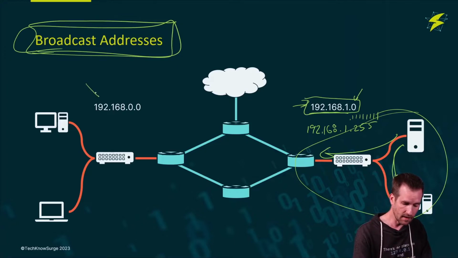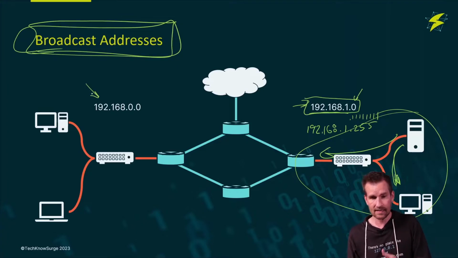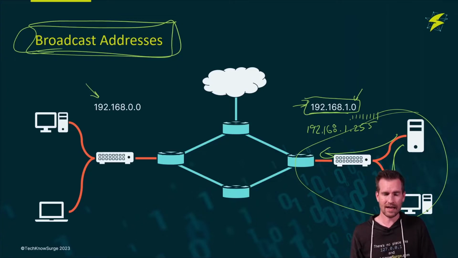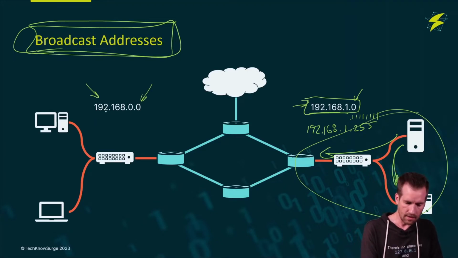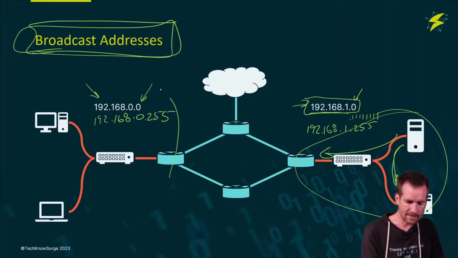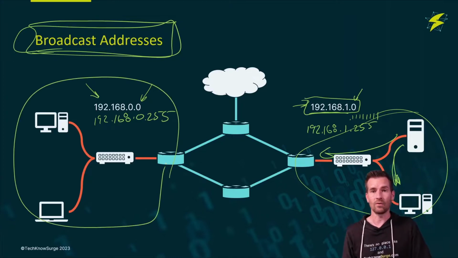I could do the same thing over here. It's a class C. The first three octets are the network side of it. This is the network address. And the last in this range is 192.168.0.255. So that is the broadcast address for this network over here.